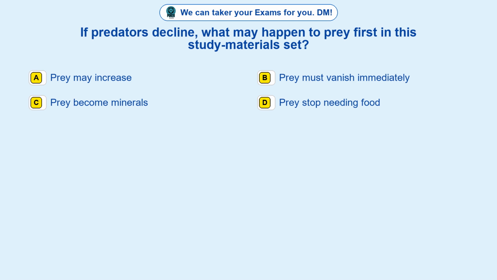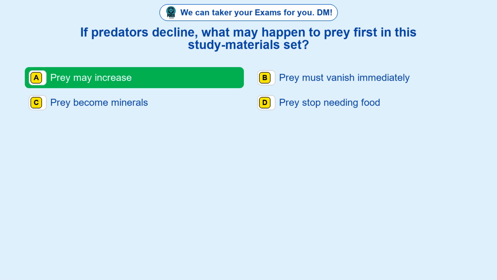Question 18. If predators decline, what may happen to prey first in this study material set? Option A. Prey may increase. Option B. Prey must vanish immediately. Option C. Prey become minerals. Option D. Prey stop needing food. The correct answer is option A.